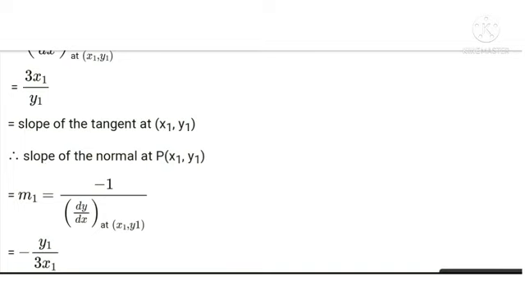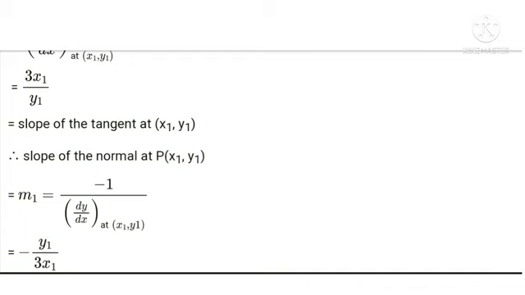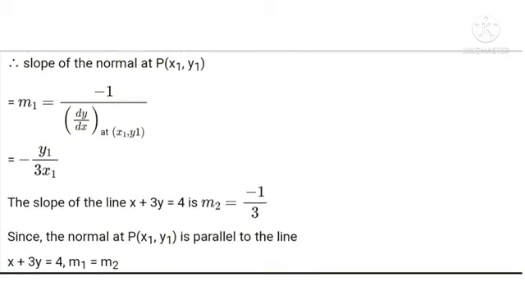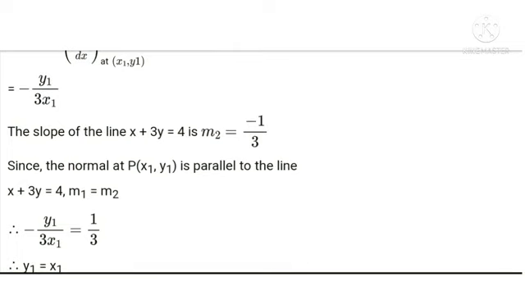Slope of tangent you called m, and slope of normal you called m1, which is minus 1 upon m. So here slope of normal is m1 is equal to minus 1 upon dy by dx at x1, y1. We get minus y1 upon 3x1, which is the slope of normal, and we have to find the equation of normal. The slope of the line x plus 3y is equal to 4, you suppose m2, is minus a upon b, means minus 1 upon 3.